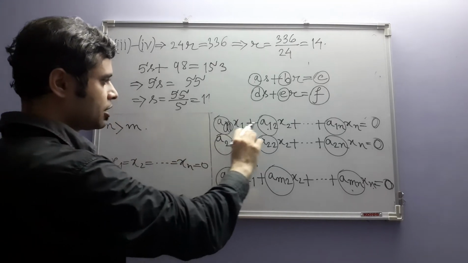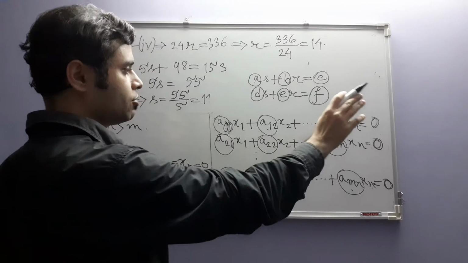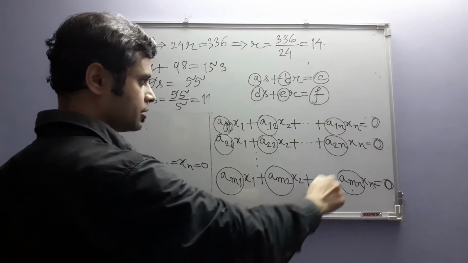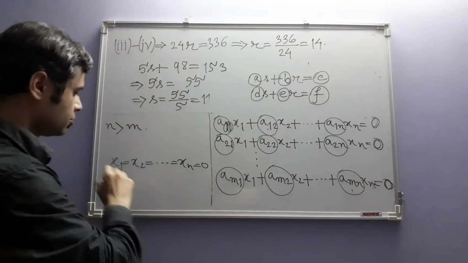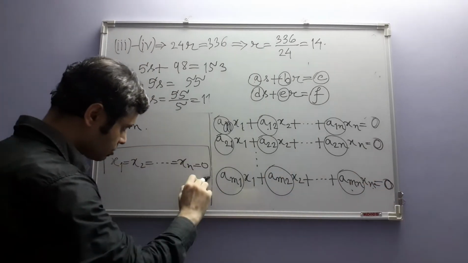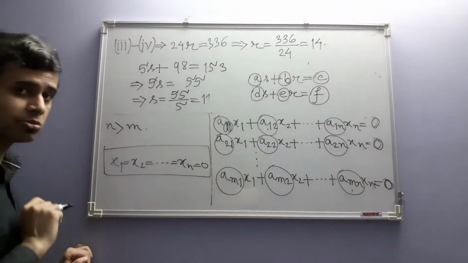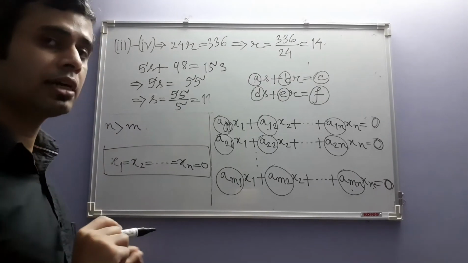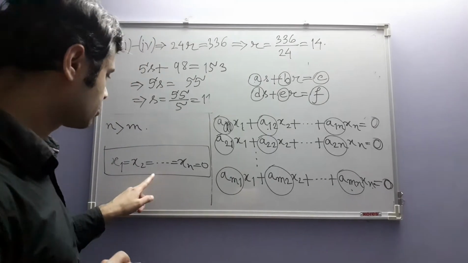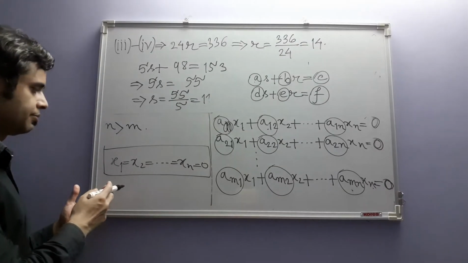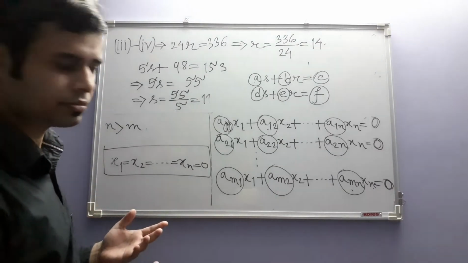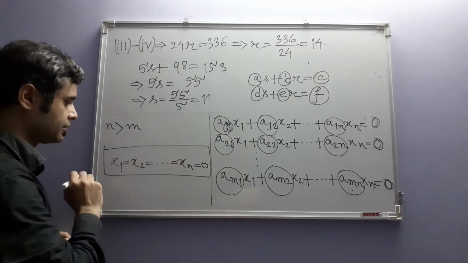You put x1, x2, x3, etc. equal to 0 in all the equations. Because the right hand side is 0, all of them are satisfied. So this solution is always there for a homogeneous system. Sometimes that is the only solution. This is called trivial solution because it's not interesting. It is a trivial case.